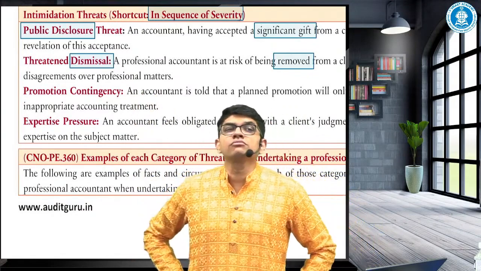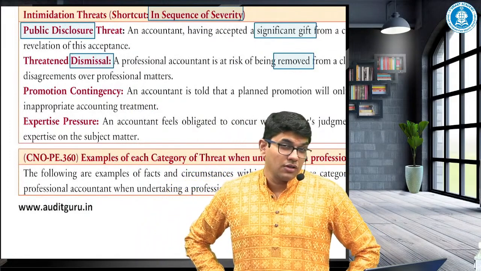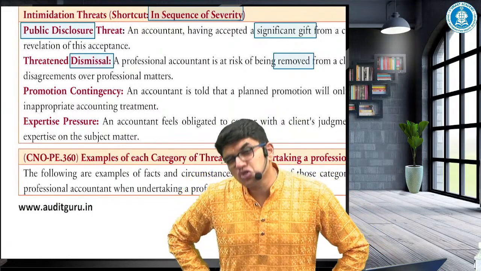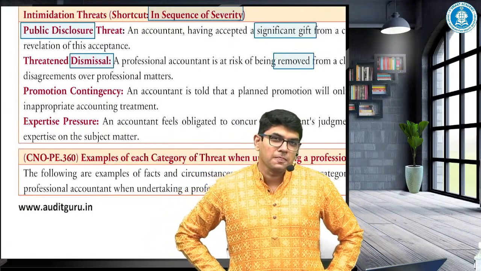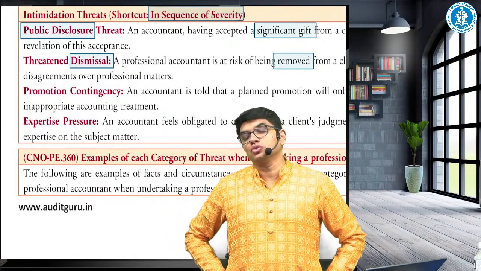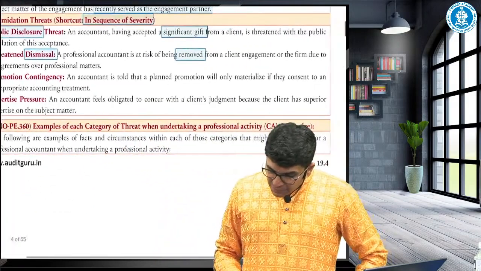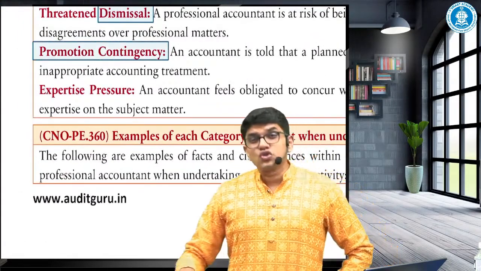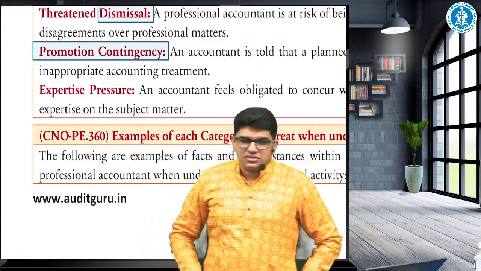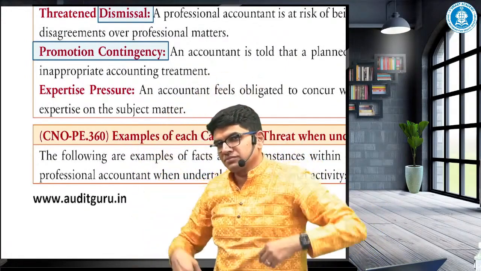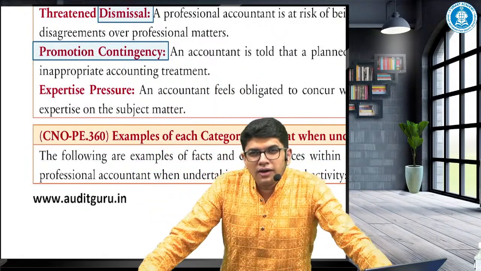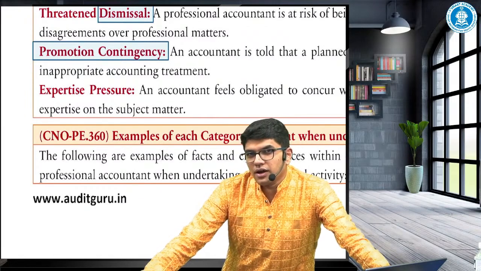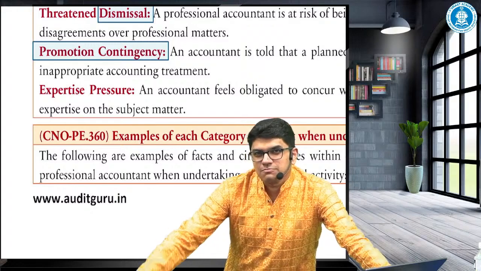And now they're saying, we are rethinking whether to increase your work. Whether to give you more work. We are not thinking to promote your work. That planned promotion will only materialize if they consent to an inappropriate accounting treatment. So new work, new things won't happen unless you agree to overvaluation of inventory, unless you agree to undervaluation of liabilities. Intimidation threat.